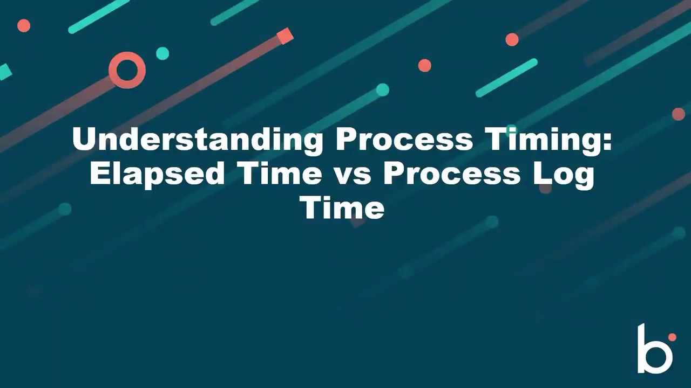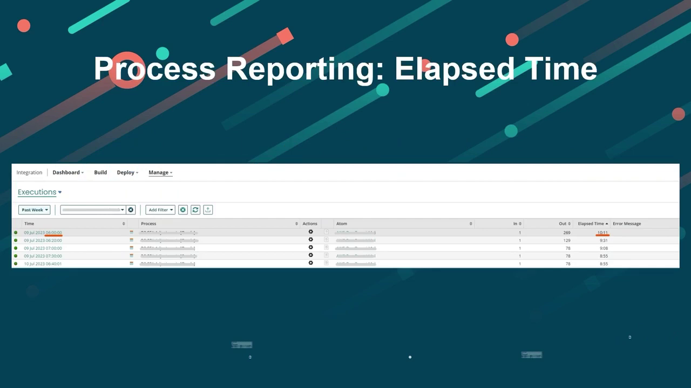Greetings. In this video, we're going to explore the difference between elapsed time and process log time when it comes to process execution timing. We will start with the Boomi process reporting page. In this example, you can see that an execution shows a start time of 6 o'clock and an elapsed time of 10 minutes and 11 seconds.